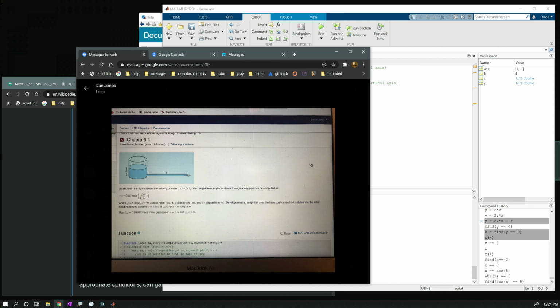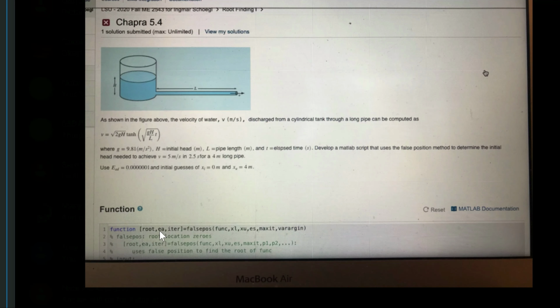All right. The other thing that I think is kind of good to note is this stuff, right? Because you're gonna paste your function in here. False position method, right? And you're gonna put in a function, XL, right? This is gonna be the input to your function. Yes. XUES max, it variable arguments in. So variable arguments in is like, well, there could be one, or there could be none, or there could be like 4 other arguments. But that means you have to have at least these 5.